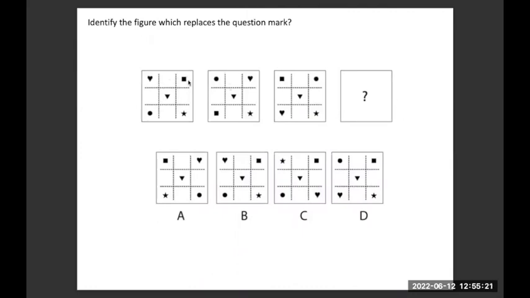Here you are given this sequence 1, 2, 3. They are somewhat related with each other and they are in some sequence. You have to find the fourth figure which comes here. Very easy. There's nothing brainstorming here. Very easy one.